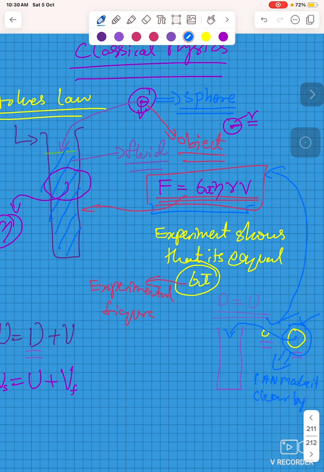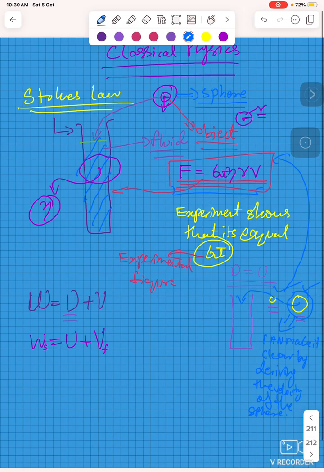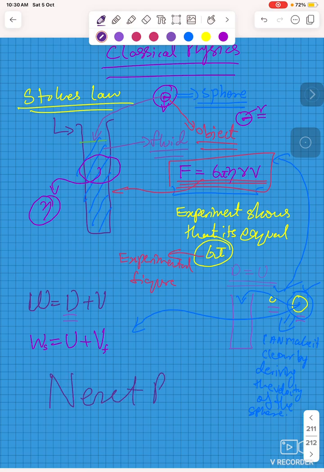by deriving the velocity of the sphere. Or you know what, next page, because I need a full page for it. Next page.